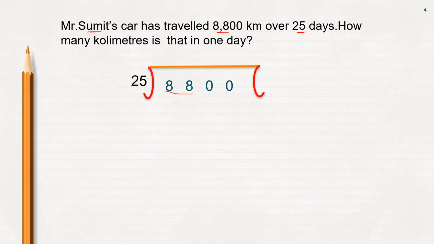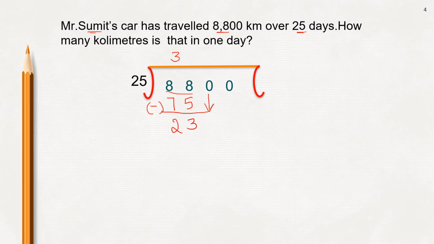So 25 fours is 100, which cannot be subtracted from 88. 25 three times is 75. 75 is less than 88, which can be subtracted. So we'll consider 75. So 25 three times is 75. 8 minus 5 is 3. 8 minus 7 is 1.